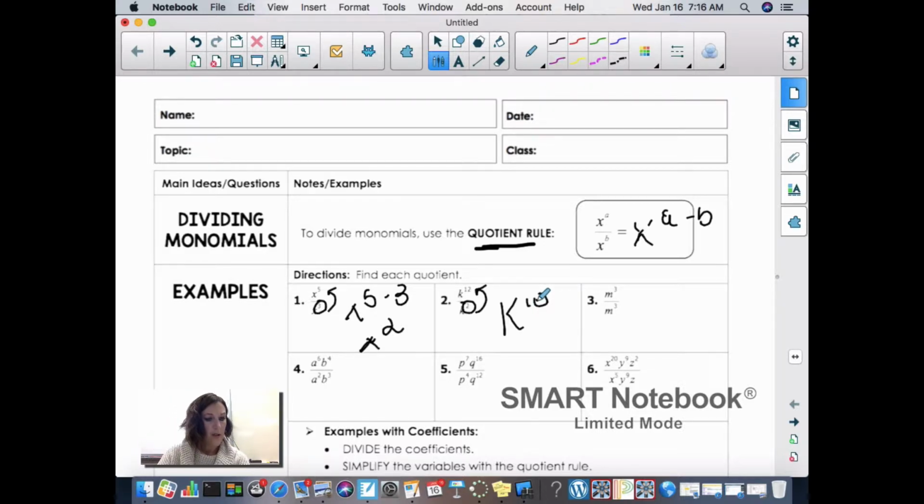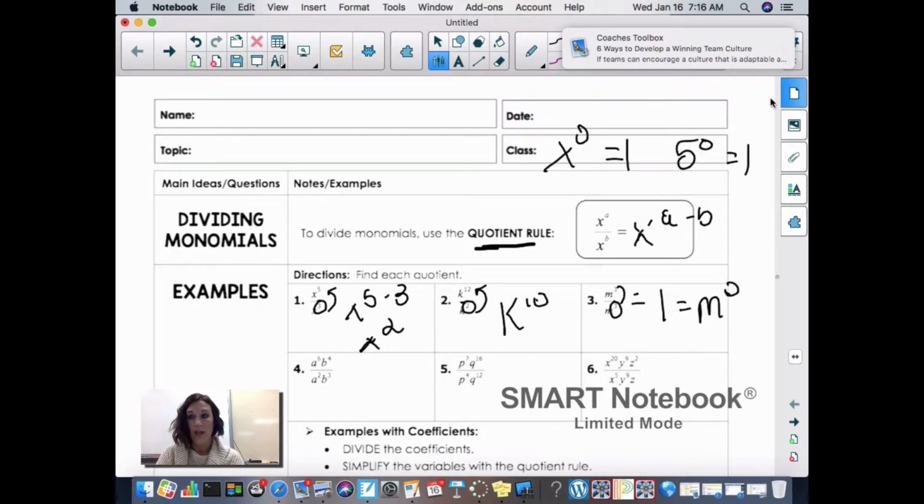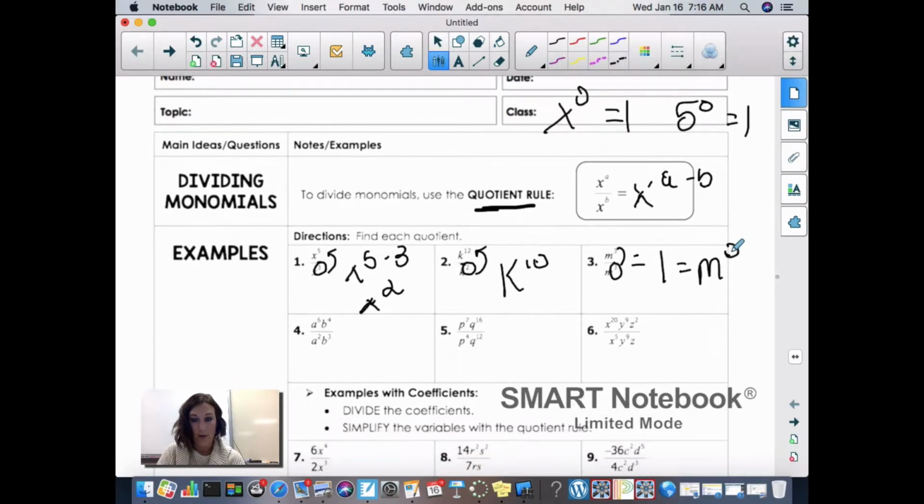Number 3, you'll notice it is m cubed over m cubed. Anything over itself is just 1. So it could be 5 over 5, 10 over 10, x over x. Anything over itself equals 1. However, if we use the rule, take the exponent and subtract it, I would have m to the 0 power, because 3 minus 3 is 0. Anything to the 0 power is 1. That's just a general rule with exponents. It could be x to the 0 power, that's 1. It could be 5 to the 0 power, that equals 1. So the rule is anything to the 0 power equals 1.